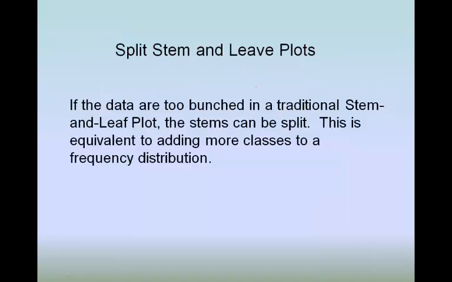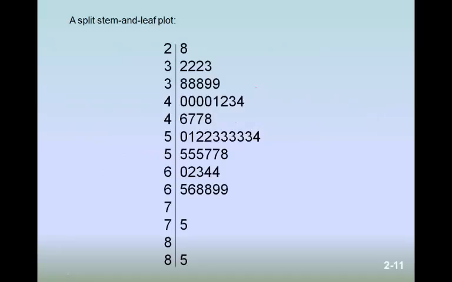If the data are too bunched in a traditional stem and leaf plot, the stems can be split. That's equivalent to adding more classes to a frequency distribution. So here's a split stem and leaf plot. The first 3 stem represents the numbers 3.0 through 3.4, and the second one represents 3.5 to 3.9, and so forth with the 4. We go 4.0 to 4.4 and 4.5 to 4.9 and so on.